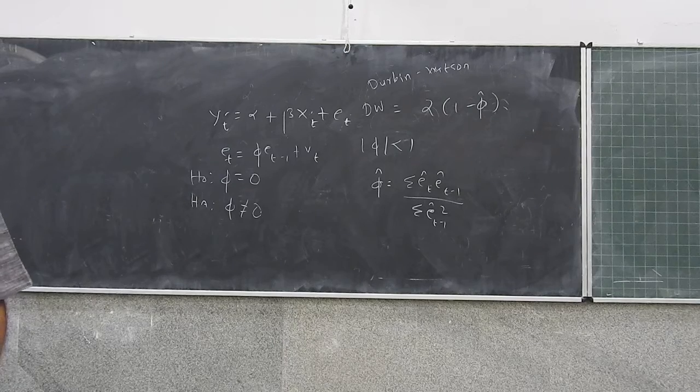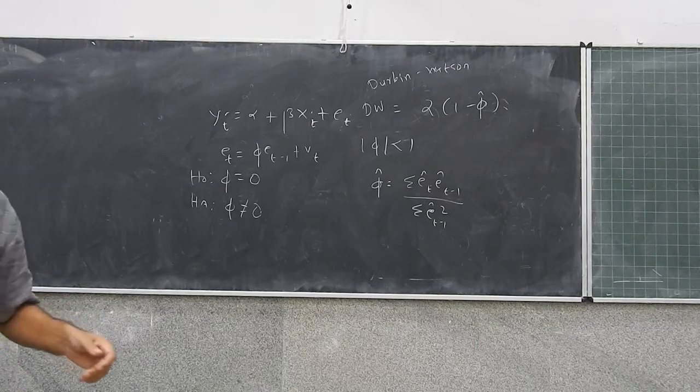Remember, it's only a test for first order autocorrelation, that is, ET is equal to phi ET minus 1 plus VT. If ET depends upon ET minus 1 and ET minus 2, so you have second order autocorrelation as well, then you cannot use the Durbin Watson statistic in that case.